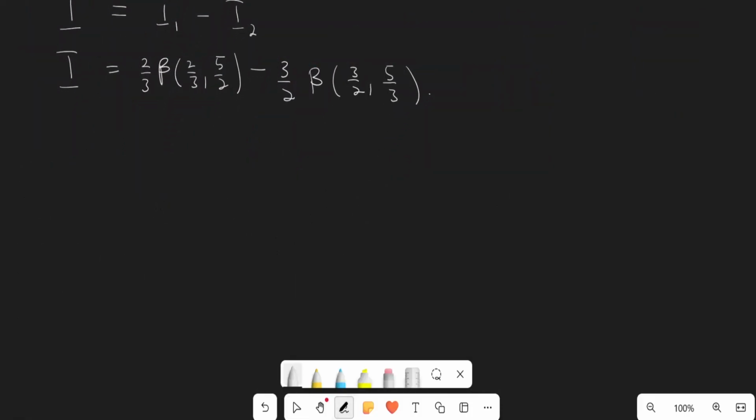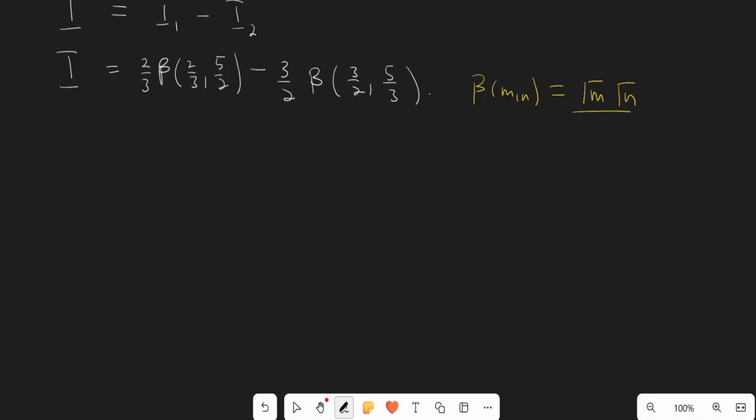So now we know that beta of m and n, the gamma representation of the beta function, is gamma m, gamma n divided by gamma of the sum m plus n, correct? So let's use that to solve this integral. So I is going to be 2 over 3, the first one is gamma 2 over 3, gamma 5 over 2 divided by gamma of the sum, 5 over 2 and then 2 over 3.